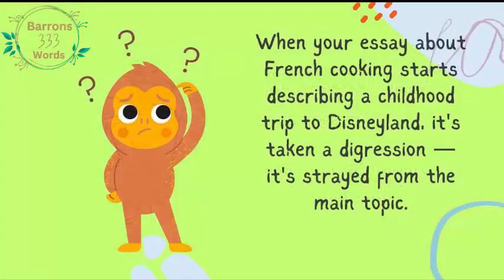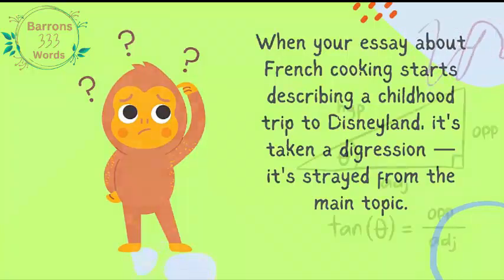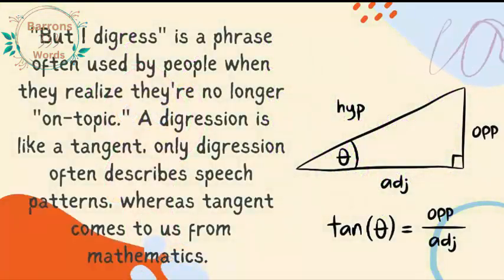When your essay about French cooking starts describing a childhood trip to Disneyland, it's taken a digression. It's strayed from the main topic. But I digress is a phrase often used by people when they realize they are no longer on topic. A digression is like a tangent, only digression often describes speech patterns, whereas tangent comes to us from mathematics.